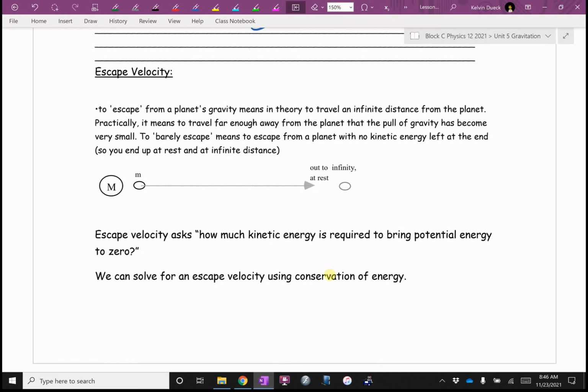What is escape velocity? To escape from a planet's gravity well means, in theory, to travel an infinite distance from the planet. That's the theory. In reality, it means you get so far away that gravity is basically negligible. The pull of gravity has become so small that you can ignore it. And what we're going to do is we're going to barely escape.